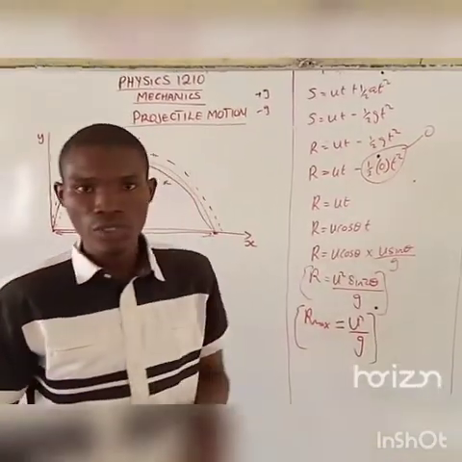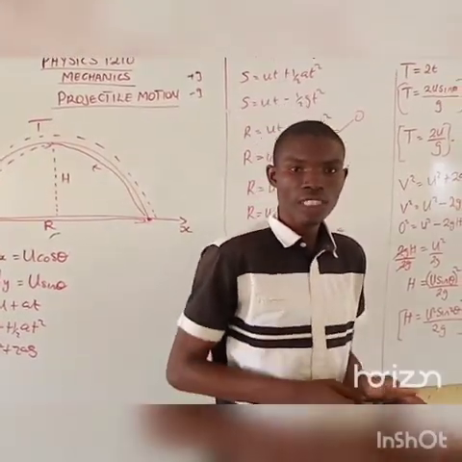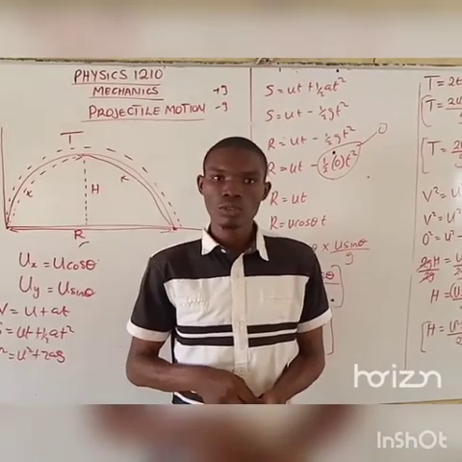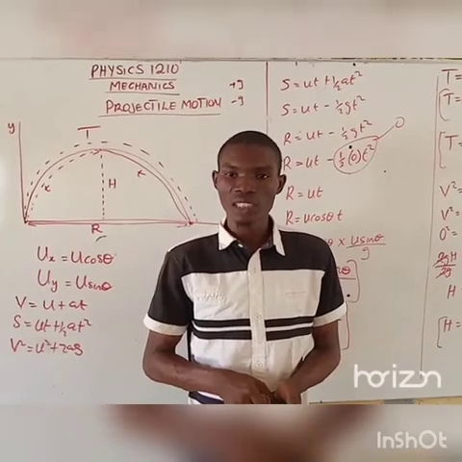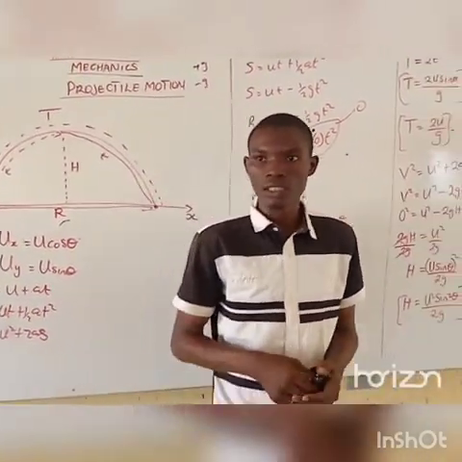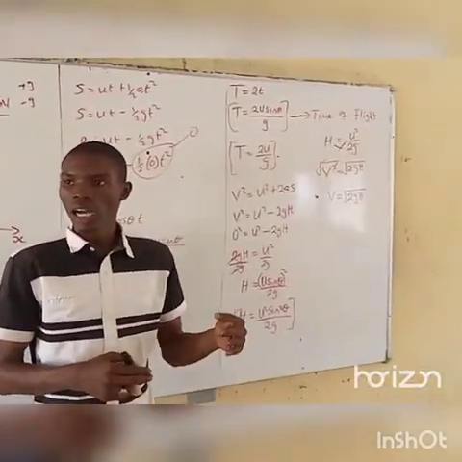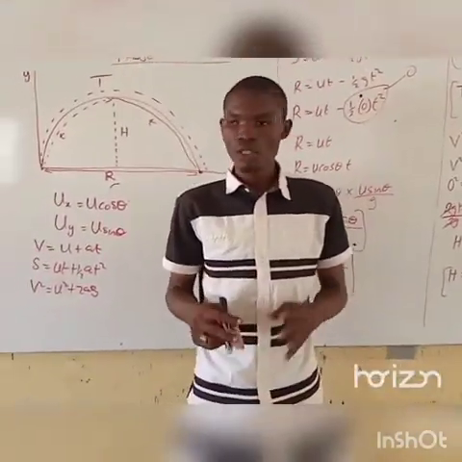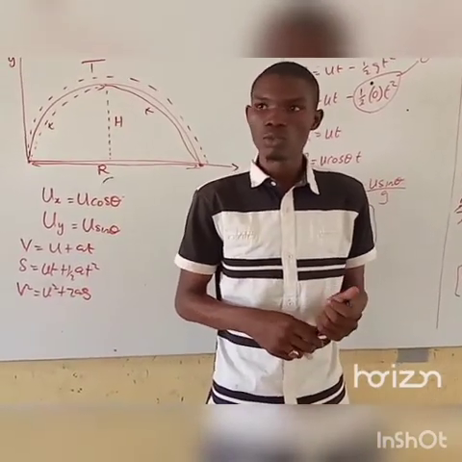So these are the equations that are guiding projectile motion for now at this level. But at a further level, there are other equations that relate time of flight, maximum height, and range. There are equations that relate maximum height to range, time of flight to maximum height, time of flight to range. But as of now, at this basic part of mechanics, this is what we are expected to know.